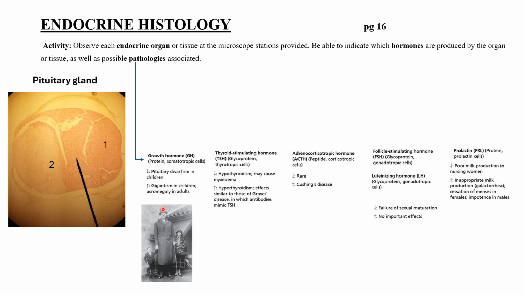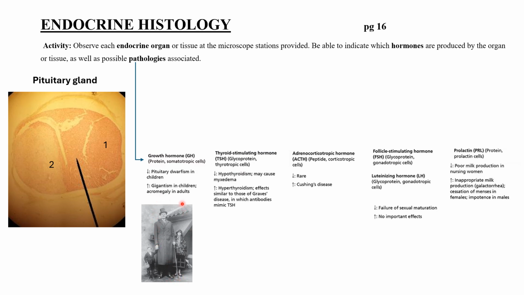All right, then what can go wrong if there is too much growth hormone? This arrow facing upward tells you what happens when there is hypersecretion of growth hormone. In children, they become giants. This is gigantism in children, and this person had too much growth hormone when he was a child. As a result, he is extra tall.